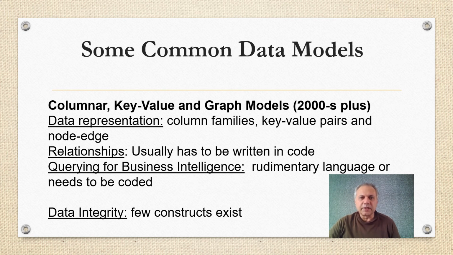So these systems remain specialized, and once again, they continue to evolve. But again, it's important to keep in mind that the bread and butter of data modeling is still the ER model and the relational model.